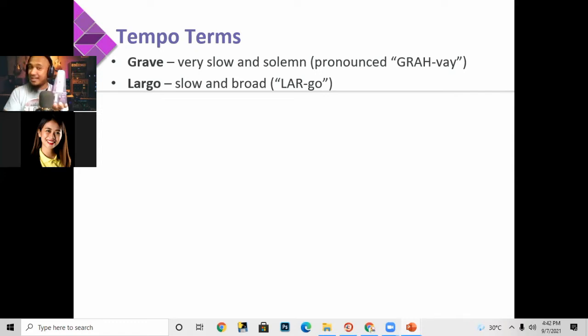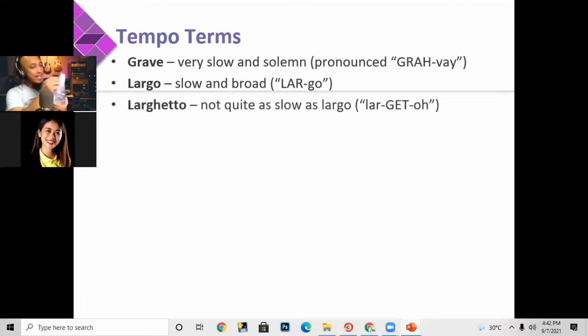Ganyan kabagal ang largo. Slow and broad. Next, we have larghetto. So from larghetto, we have 60 beats per minute. Ayan, mag-iisip. Ganyan yung tempo ng larghetto.